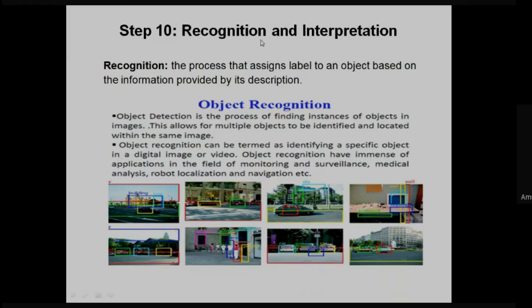Step 10 is recognition and interpretation. Recognition means we have to recognize the object based on the information provided by its description. Object detection is a process of finding an object in images. If there are multiple objects in the image, they have to be identified and located in the same image. And this is very useful in many applications such as monitoring, medical analysis, navigation, etc. Okay. So for example, in this image we have three cars. The three cars have to be identified and notified.